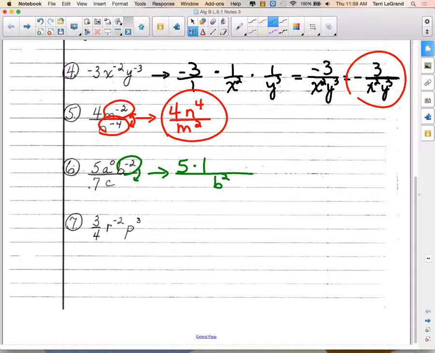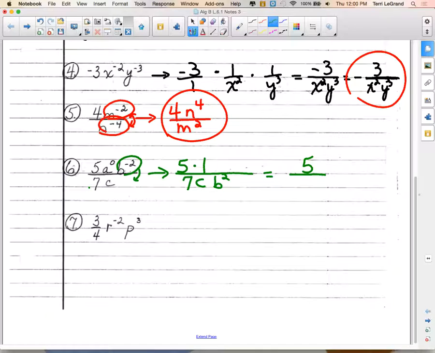How about that 7? Should it move? Okay. How about that c? Should it move? Why not? Because it's not to a negative power. So we don't need to move it. Don't mess with it, right? So what do we end up with? 5 times 1 upstairs. It's just 5.